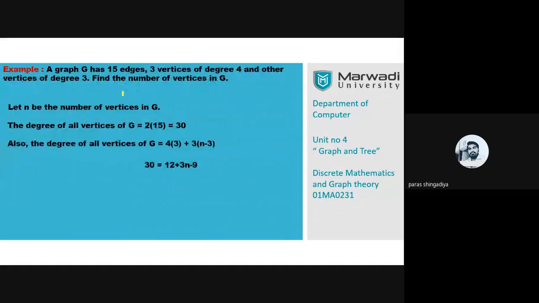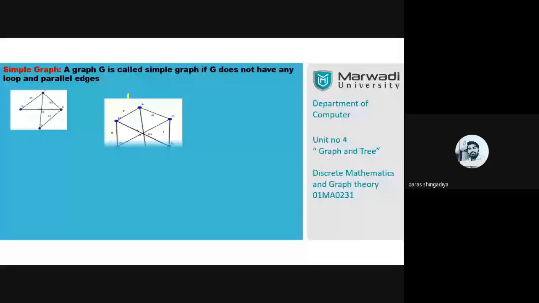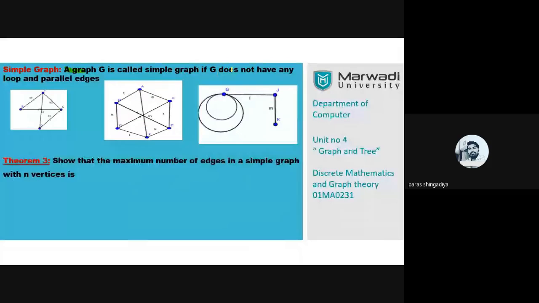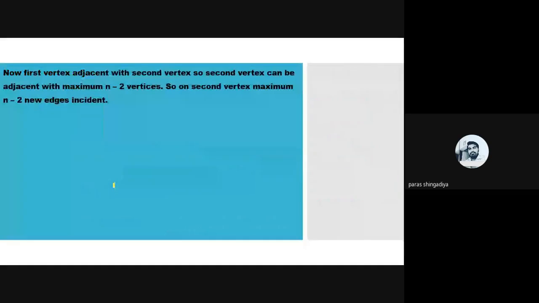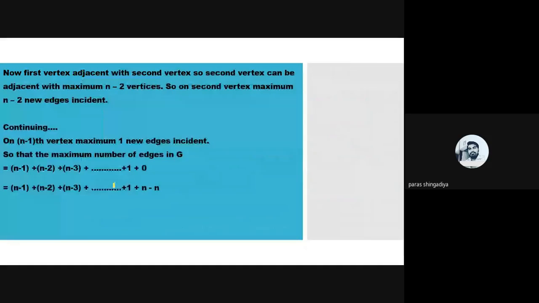Then afterwards we discussed a simple graph. A simple graph means a graph that does not have any loops as well as parallel edges, and it is a well-known theorem. It is also a very important theorem for graph theory. So for a simple graph, the total number of edges you can consider as n into n minus 1 by 2. That is also a very important theorem, and its proof is simple and easy to understand.